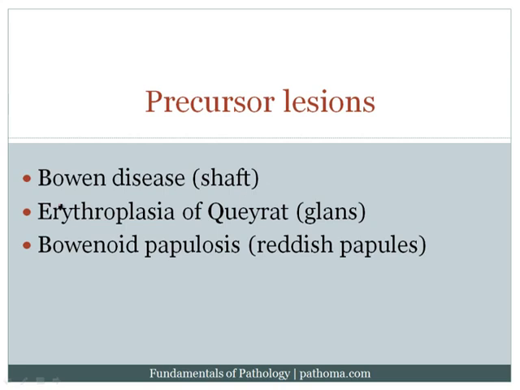And the third would be something called Bowenoid papulosis. Now, basically, it's called papulosis because you have little papules and they tend to be reddish. And it's called Bowenoid because, like Bowen's disease, there's in situ carcinoma. However, it's not true Bowen's disease because in Bowen's disease, that in situ carcinoma would invade. However, this usually does not progress to invasion. So it's Bowenoid. It's like Bowen, but it doesn't progress to invasion. So again, Bowenoid papulosis, reddish papules on the skin of the penis.